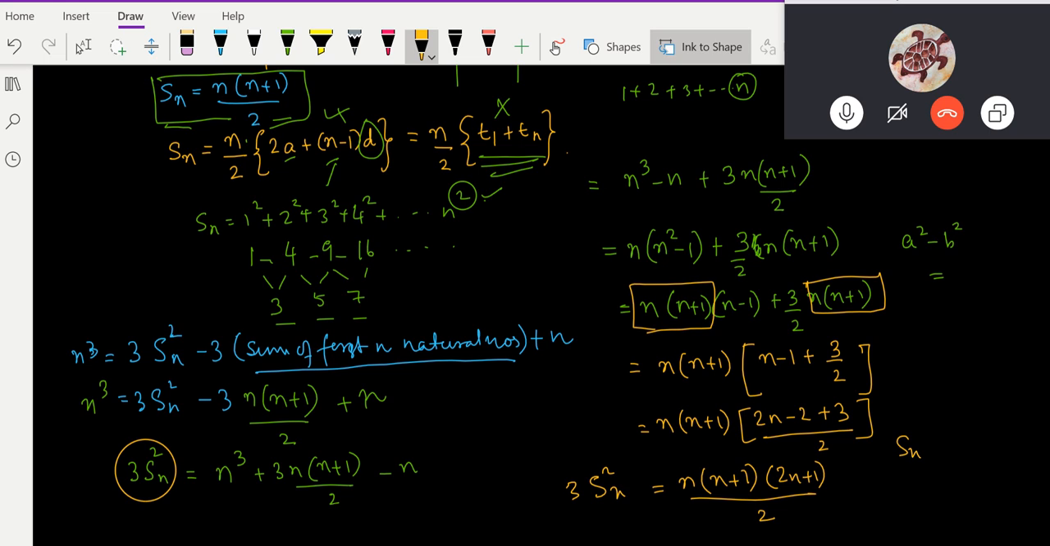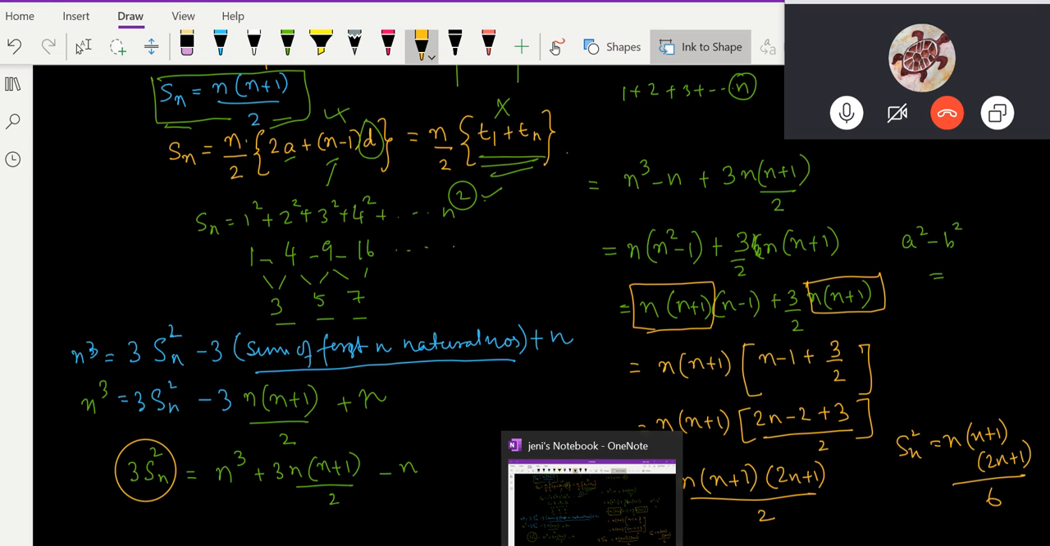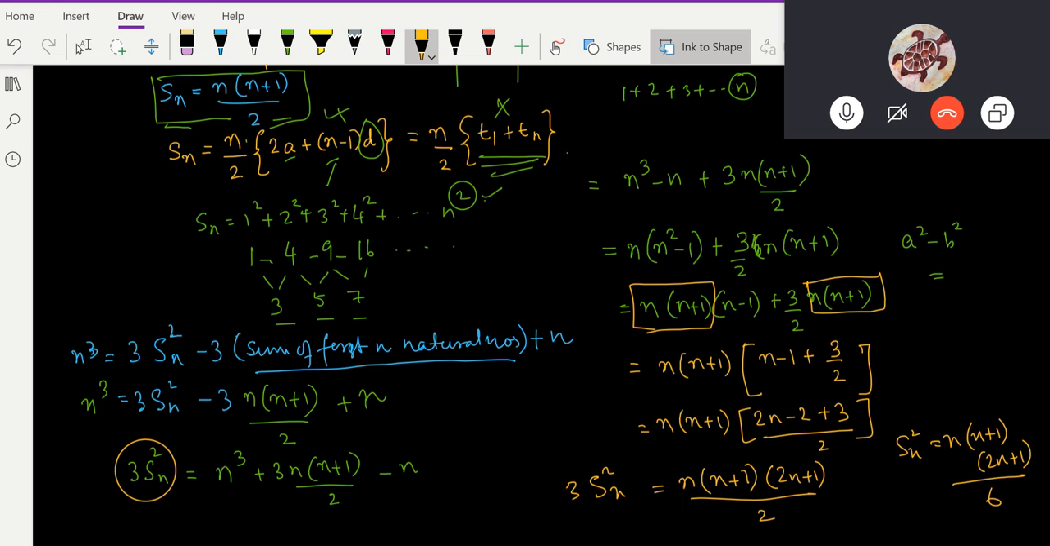So Sn would be n into n plus 1 into 2n plus 1 by 6. Got it? So this is the sum of the squares of the first n natural numbers, right?